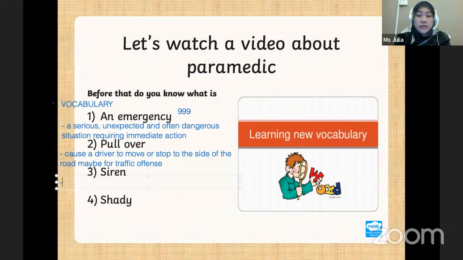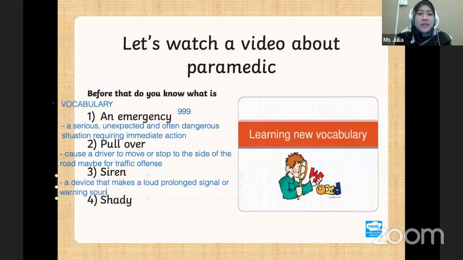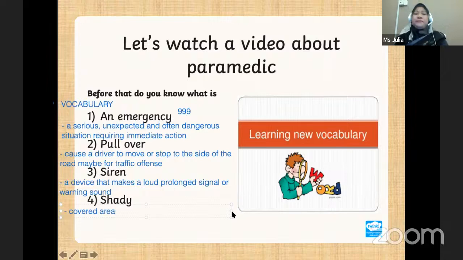Okay, siren. A device that makes a loud, prolonged signal or warning sound. The sound is very loud, so that everybody knows that it's an emergency sound. Okay, shady is a covered area. Okay, let me know when you're done writing.